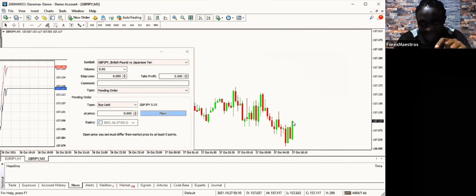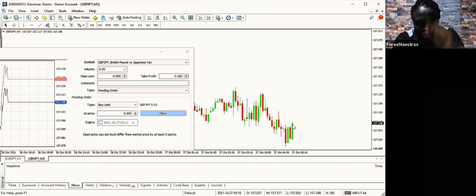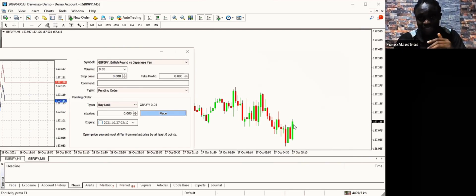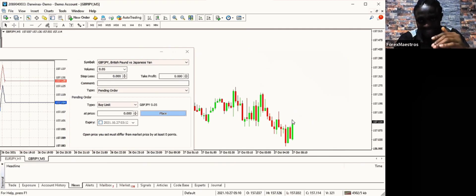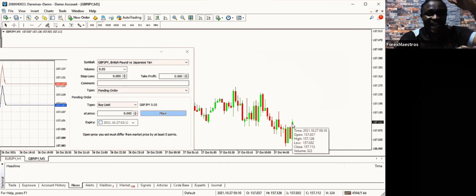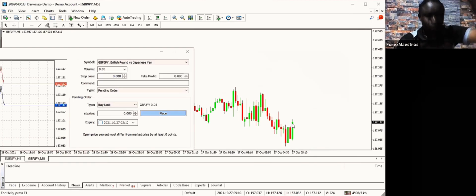If price comes down, look at what happened. Price just came down. I will now set to say, I expect price to fall a bit. Once price falls a bit, you just decide at what price do you want to enter. I don't want to enter where price is now, but I'm expecting that price should fall a bit. If price falls a bit, if I'm lucky, it falls down, boom, it should take me into the market, okay?